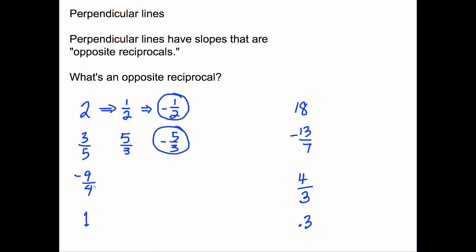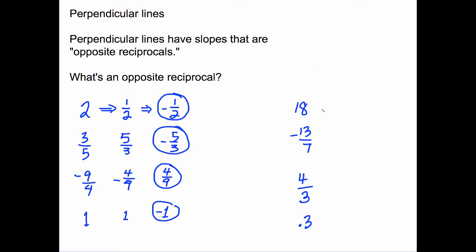For negative 9/4, we find the reciprocal, that's negative 4/9, and then we find the opposite of that, which is 4/9. And finally, for 1, we find the reciprocal of 1, and that 1/1 is 1. And then we find the opposite of that, and that's negative 1. So negative 1 is the opposite reciprocal of 1. I'd like you to copy these 4 numbers into your journal, stop the video, find the opposite reciprocals of them, and then restart the video to check your answers.